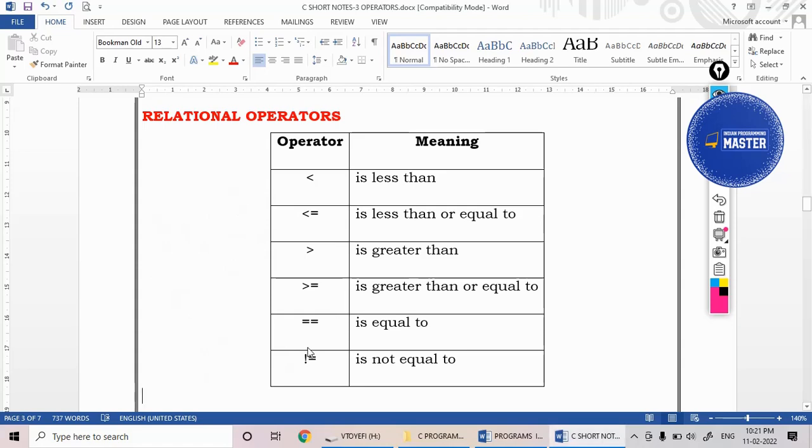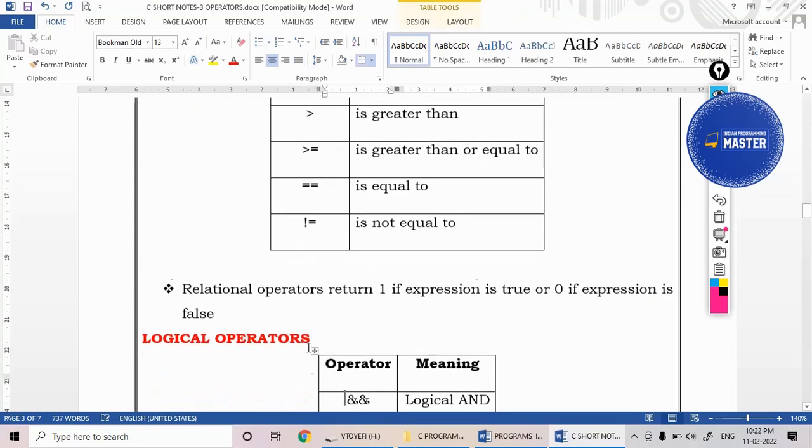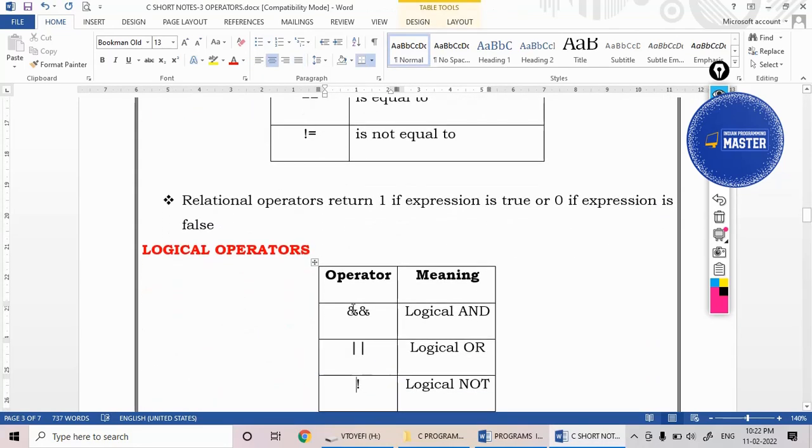Okay, fine. Next, see, the point here is relational operators return 1 or 0. 1 is nothing but true, and 0 is nothing but false. In C, other than 0, I can say true. Whenever I find 0, this is false.